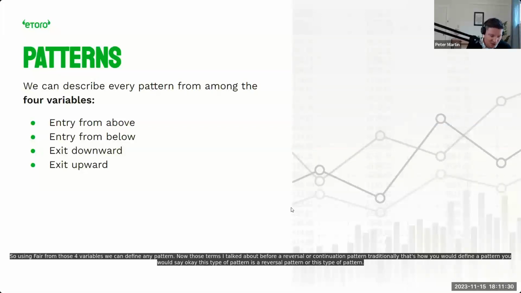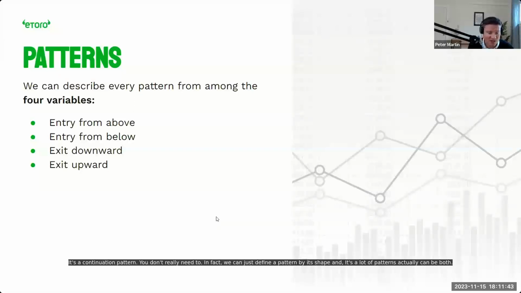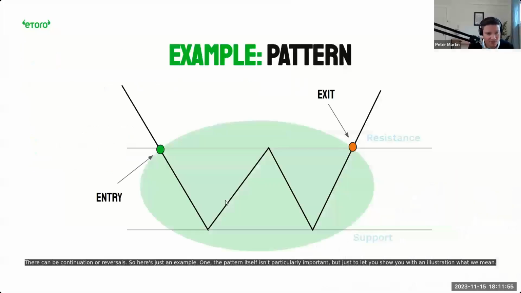Now, those terms I talked about before, a reversal or continuation pattern, traditionally, that's how you would define a pattern. You would say, okay, this type of pattern is a reversal pattern, or this type of pattern is a continuation pattern. You don't really need to. In fact, we can just define a pattern by its shape, and a lot of patterns can actually be both. They can be continuations or reversals.